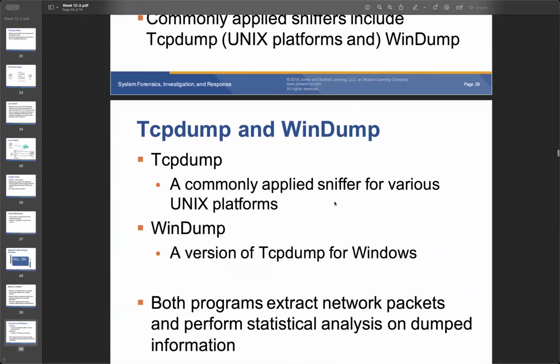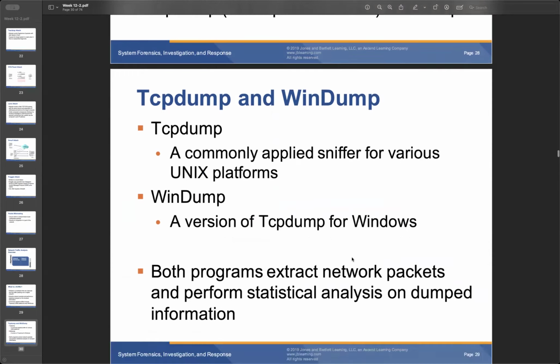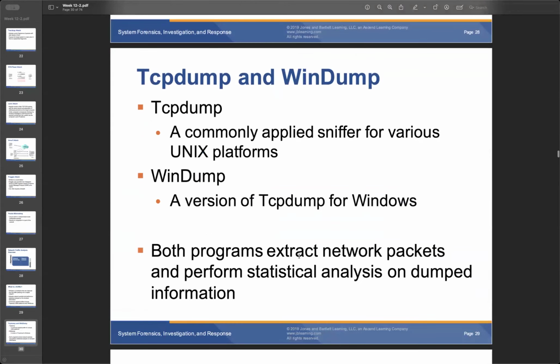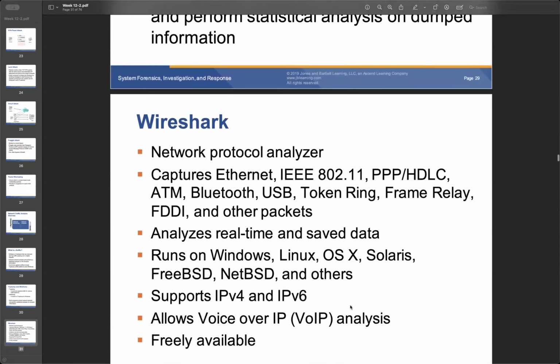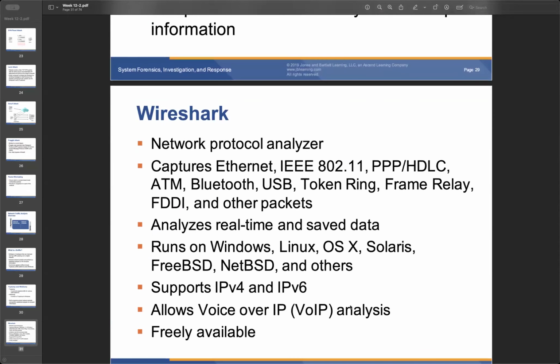tcpdump is commonly applied as a sniffer for the Unix platform, and we can have WinDump for the Windows platform. Both of them try to extract the network packets and then perform statistical analysis on them. If you remember, we tried to make an image dump, just copying the image, or some memory, so we always try to copy it. And the one that is always introduced is Wireshark.